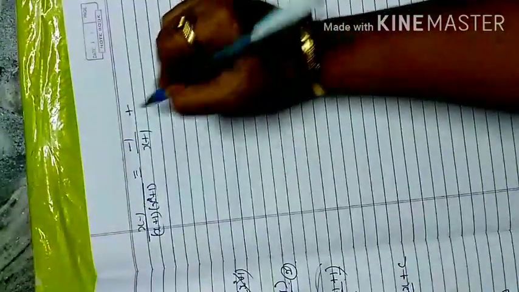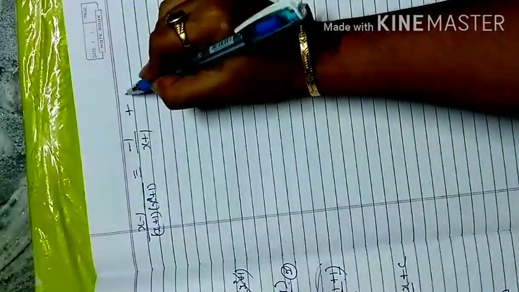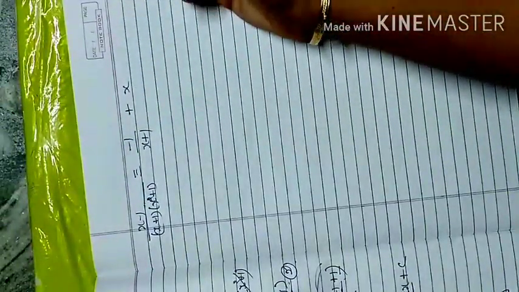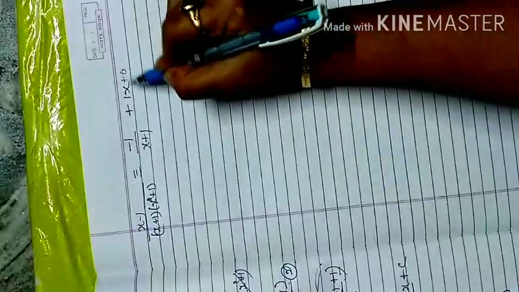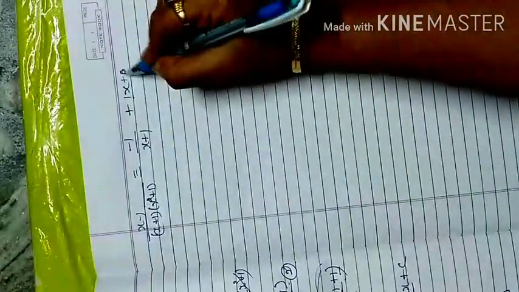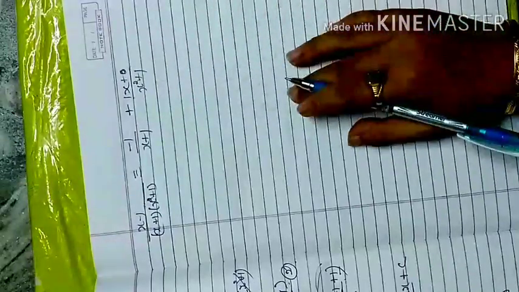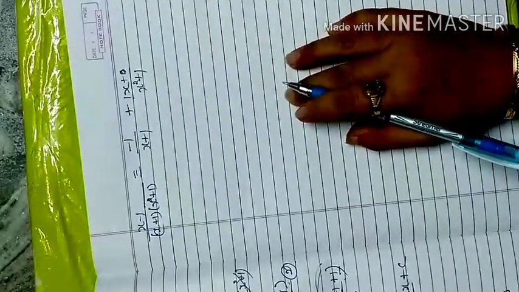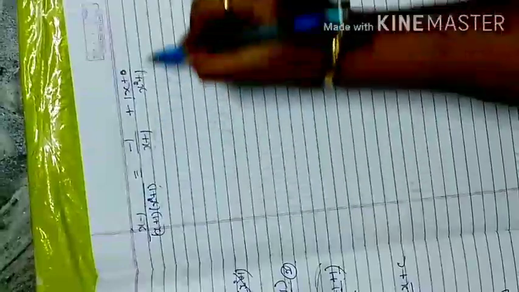B value is 1, x as it is, and c value is 0. So no need to write 0, because here 1 plus 0, again only x is left. So x square plus 1. Okay. Now here this changes into this form.